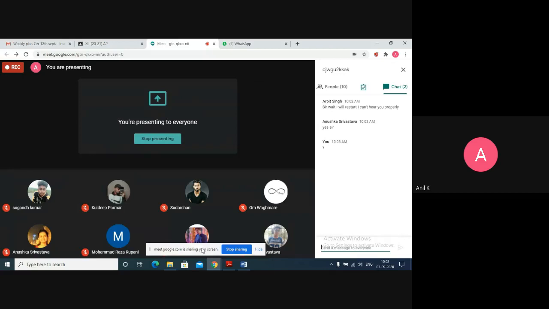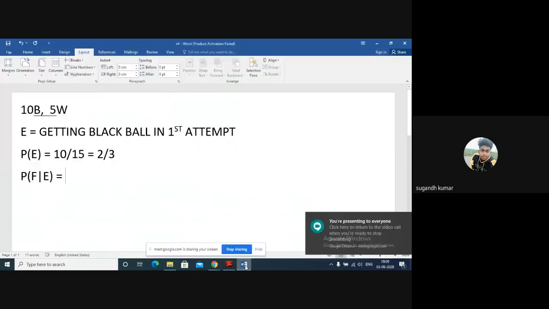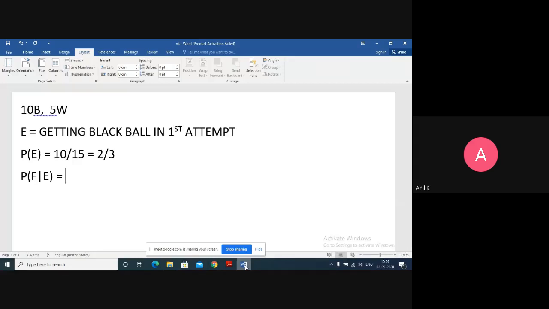Is anybody typing the answer? How many balls are left after picking up one out? 14 balls are left out. How many black balls will be left out? Still 10 will be there or 9 will be there?